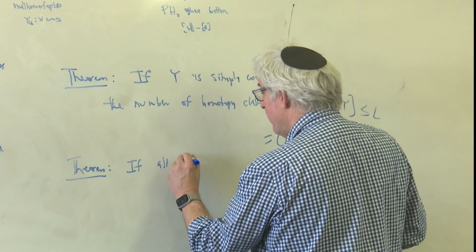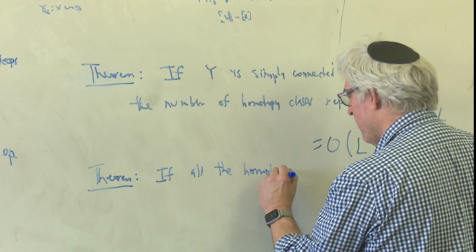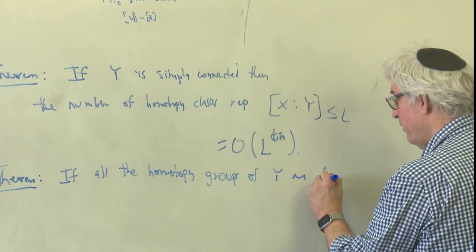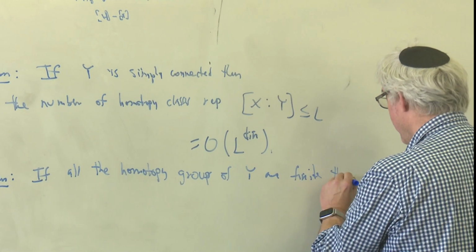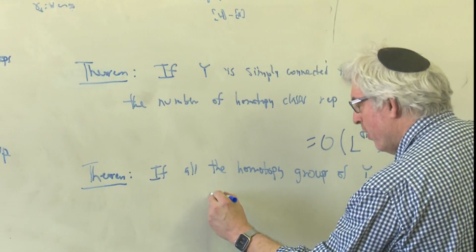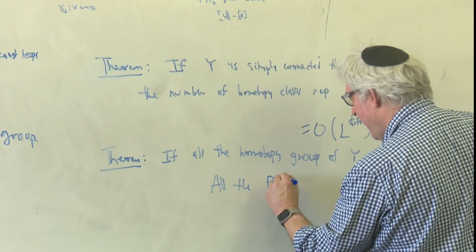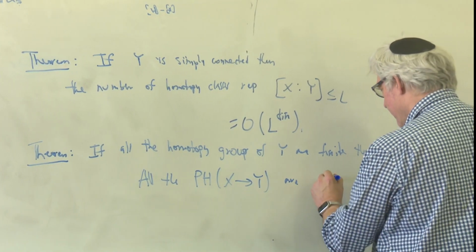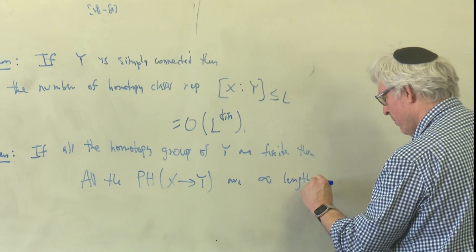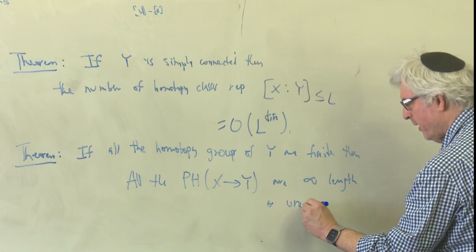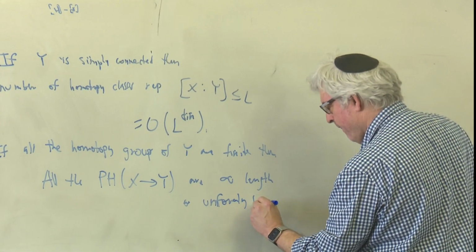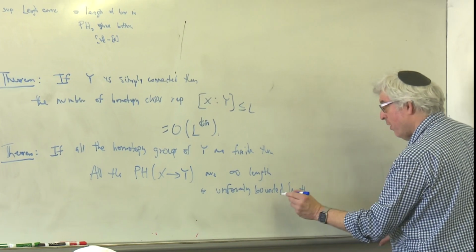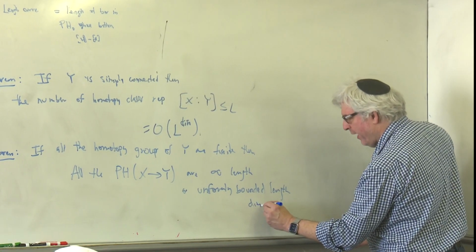If all the homotopy groups of Y are finite, then all the pH of maps from X to Y are either infinite length or uniformly bounded length, where this bound just depends on the dimension of X.